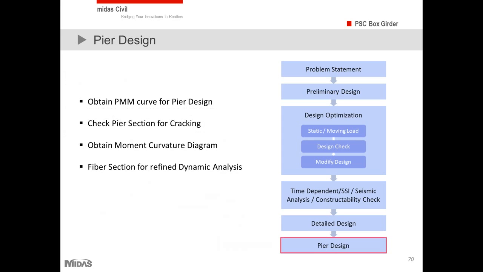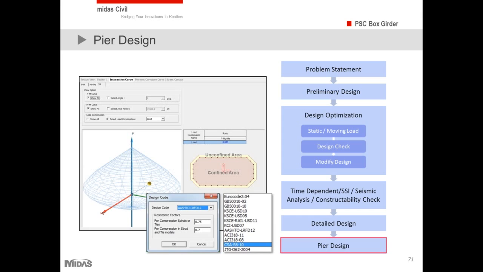And finally, you can do the pier design built into the software. You can obtain the PM interaction curve. You can check the pier section for cracking. You can obtain the moment curvature diagram. The fiber section analysis can be done. And this is how the result will look like. It will show you the 3D as well as the 2D PM interaction curve.